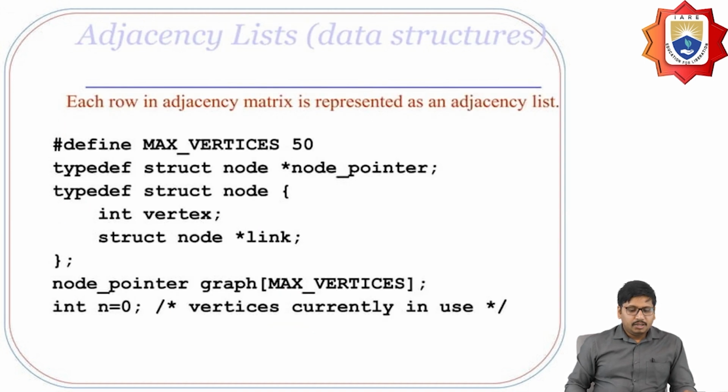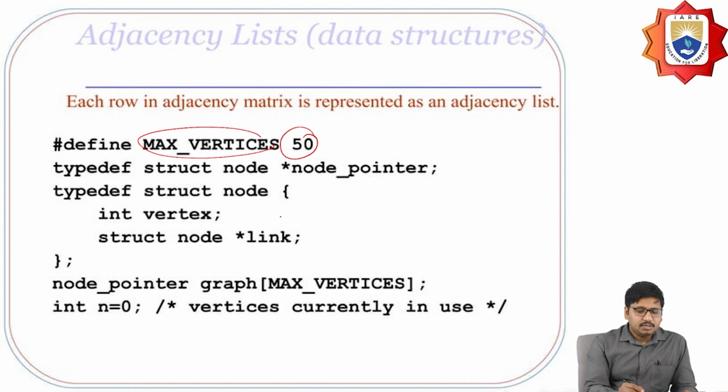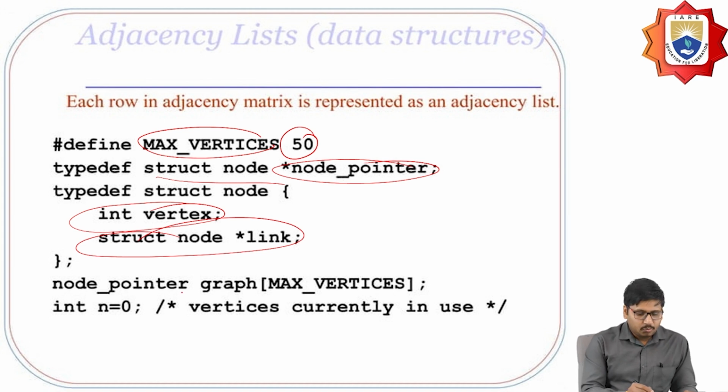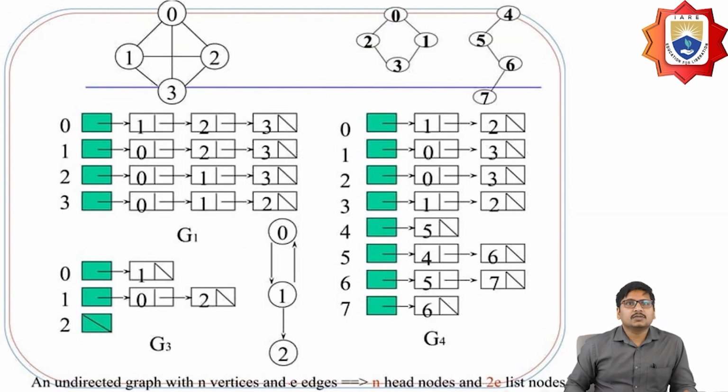So how can we write the code for the adjacency list? For that, we initially have to define an array of size 50 of type struct node pointer. Within this we represent a vertex variable, then a struct node pointer and a link variable. The node pointer graph vertices, where n should be 0. So this is the adjacency list representation of the graph.